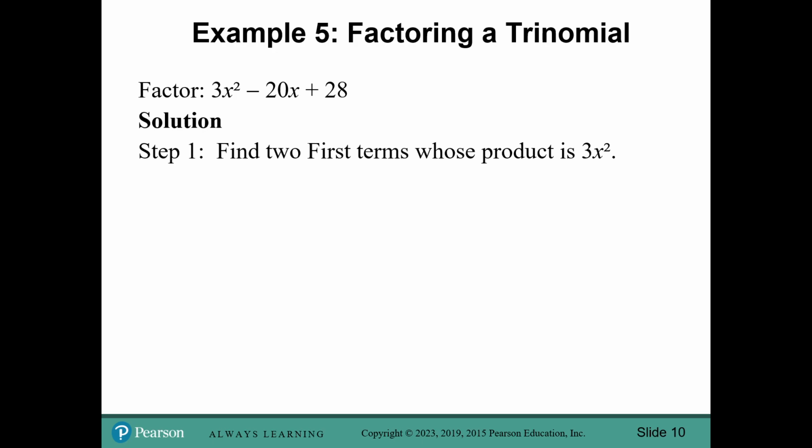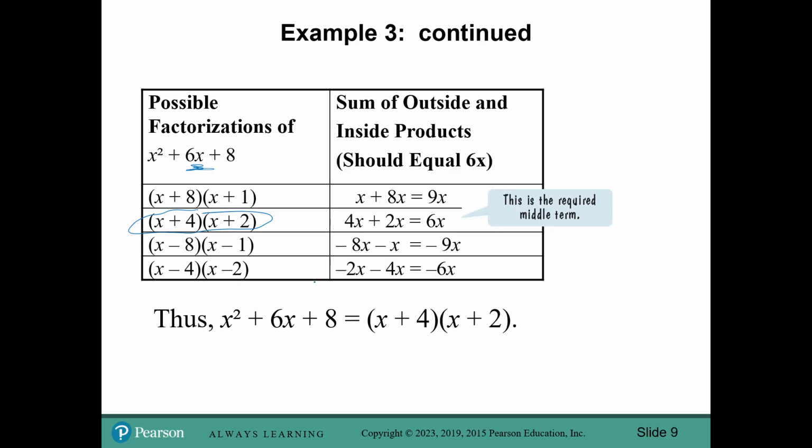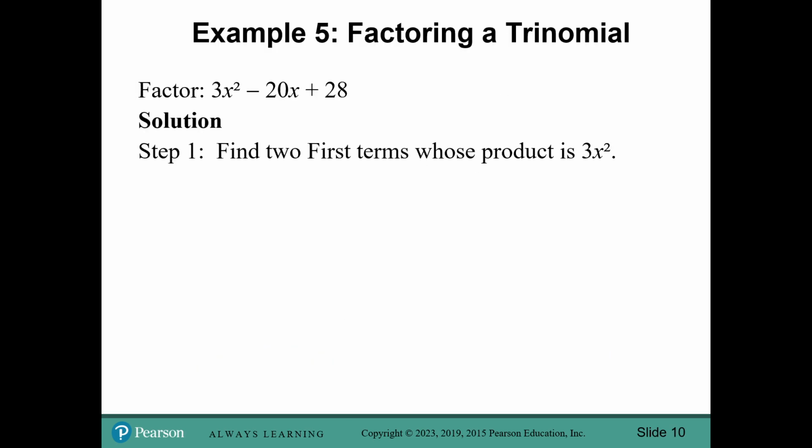Now we're going to check it. If you want to do a check step, all you have to do is FOIL it out. If you FOIL it out, you get x squared. Outside would be 2x, inside would be 4x, last would be 8. This simplifies down to x squared plus 6x plus 8, which was our original. So we've checked it. Simple enough.